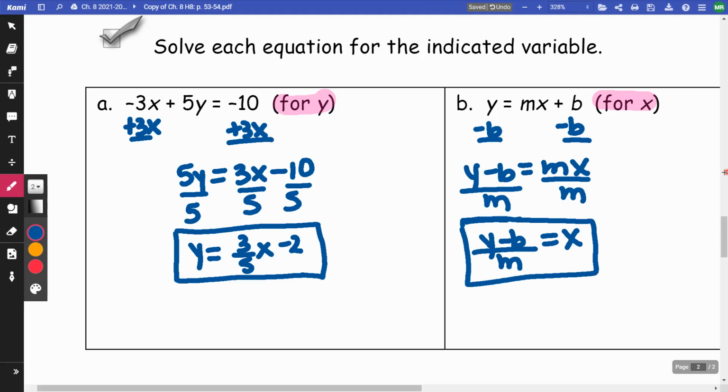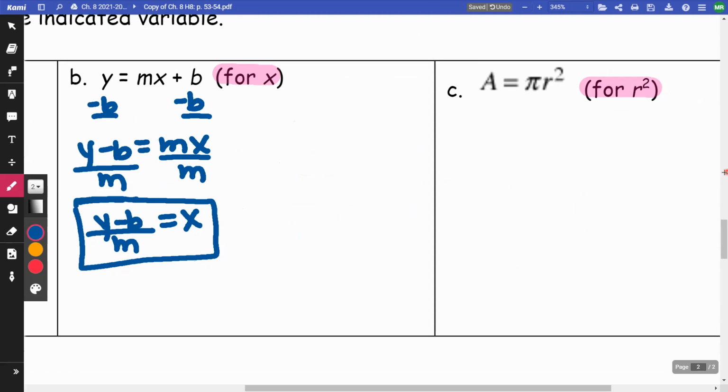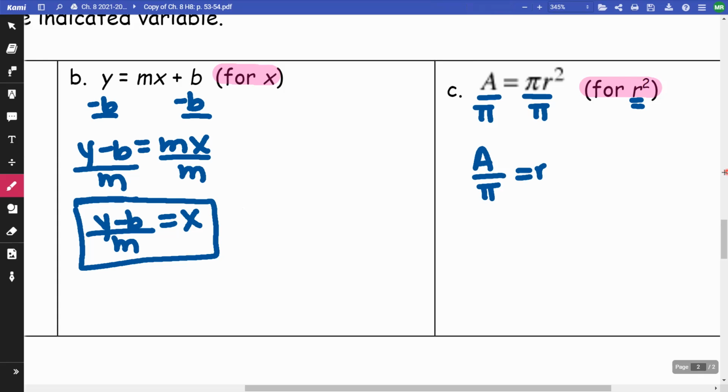Okay, and on C, this one you want to be careful. This actually is the equation of a circle, area of a circle, pi r squared. They want to solve for r squared, not for r. So that's a little less work we have to do. So I'm going to divide both sides by pi, because pi, which is just a number, an irrational number, is multiplying with r squared. So I'm going to get a over pi is equal to r squared, and I am done. That is our answer.